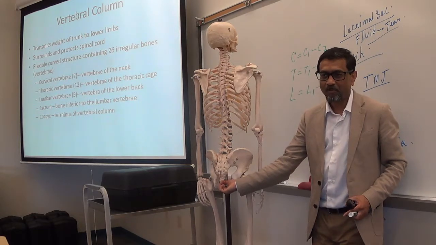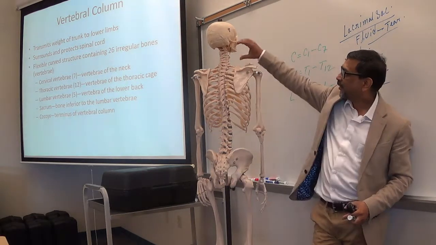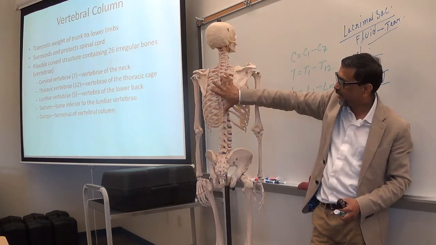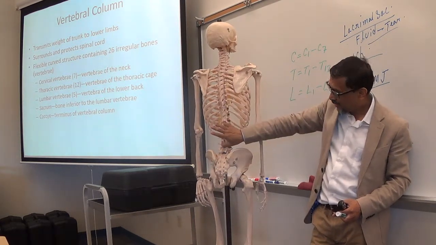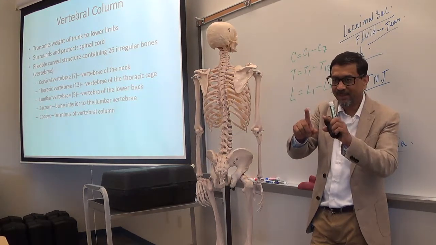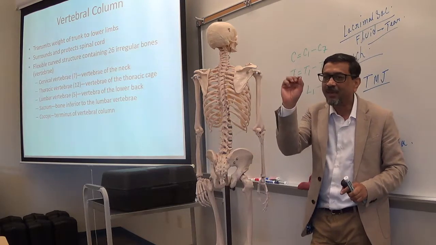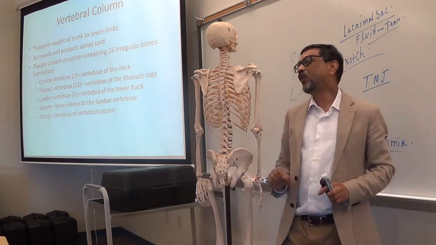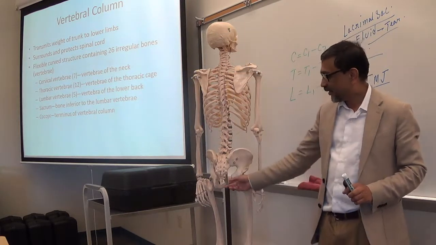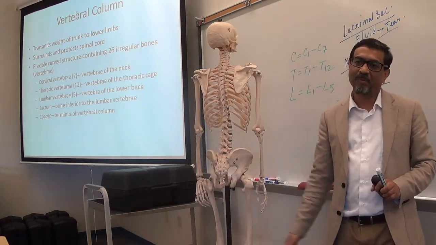Okay? So let's go back. How many cervical? 7. How many thoracic? 12. How many lumbar? 5. How many sacrum? 1. Large triangular, right? And coccyx are tiny tail bones, 3 to 5 in number. The number varies. Okay? The tail bones, coccyx, number varies, not fixed.